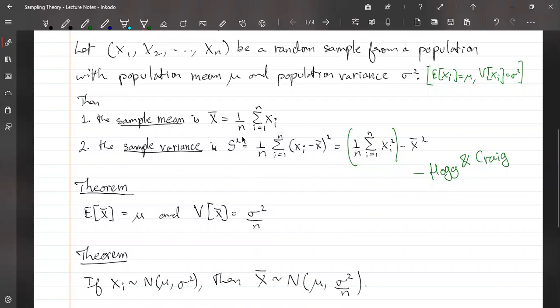Notice that the sample variance is very different from the variance of the sample mean. The sample mean is this particular random variable. Its variance is a number, that is the variance of the sample mean. Whereas the sample variance is a random variable, just like this. And these are not related, they are not the same thing.